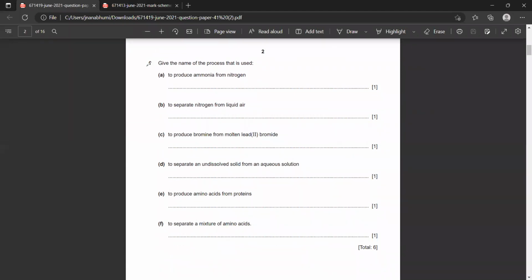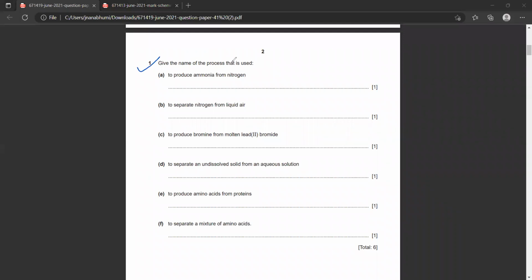You can see here, the first question is: name the process that is used to produce ammonia from nitrogen. We are producing ammonia from nitrogen and hydrogen, so you just balance it. Here we write 2, here 3. So which process is used? This is called the Haber process. It is of 1 mark, so you have to write only Haber process.